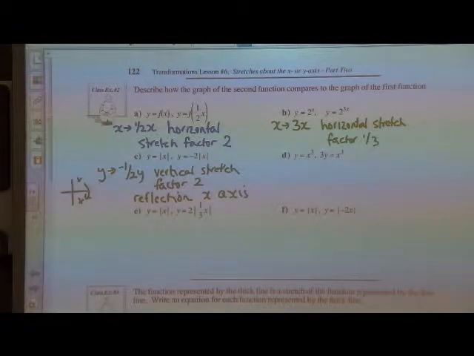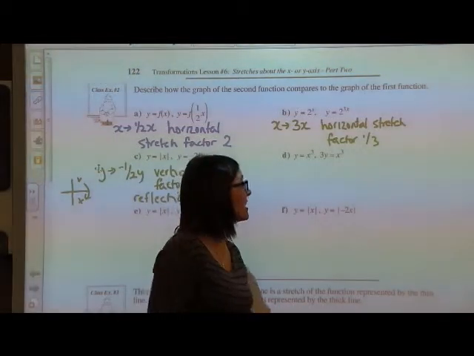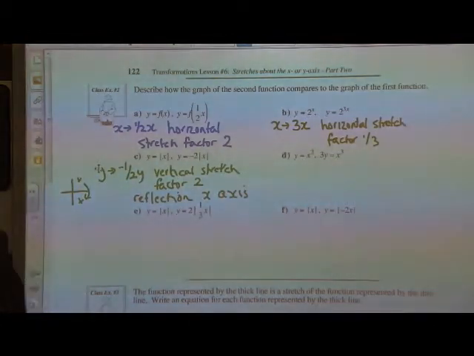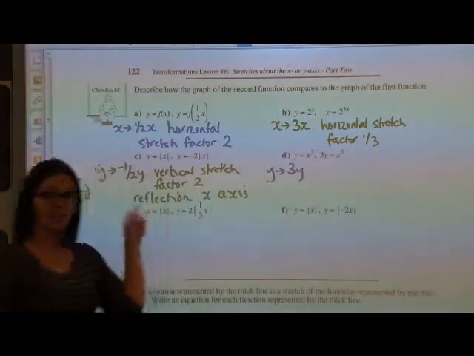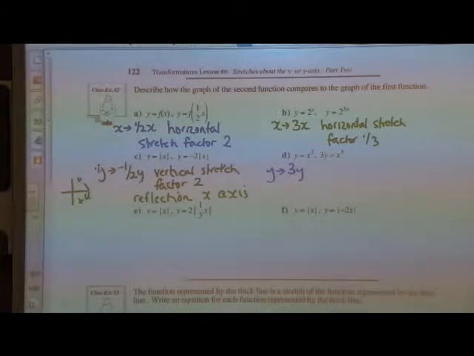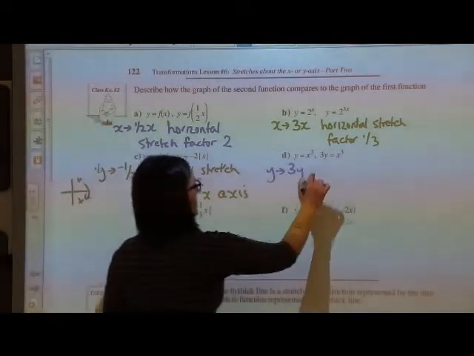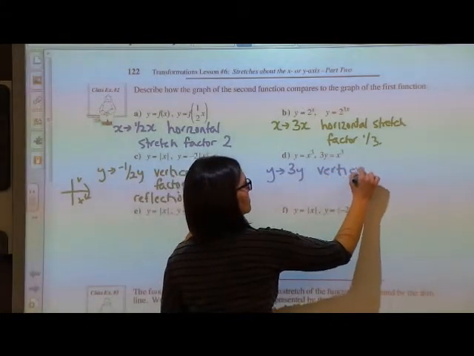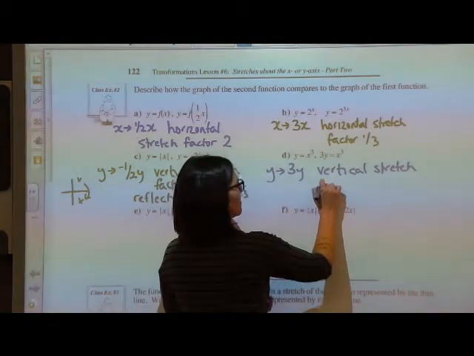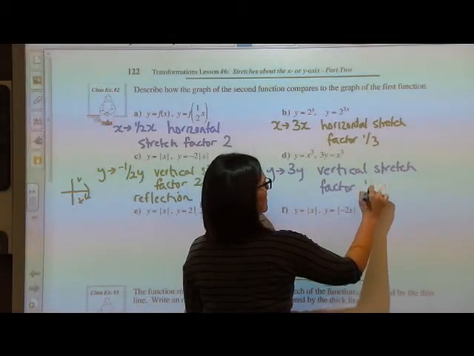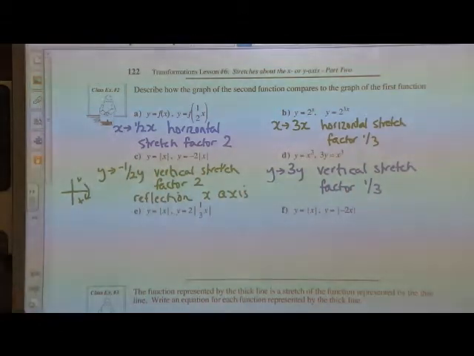Okay? If I look at D, I have y equals x cubed and 3y equals x cubed. What's my replacement? y with 3y. So like the last question, what kind of a stretch do I have? Vertical stretch. And what's my factor? 1/3. Say that again? 1/3. And I'm skipping the "about the x-axis", tiring writing it out all the time.